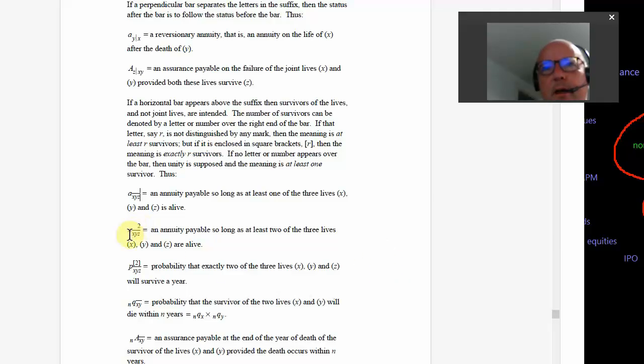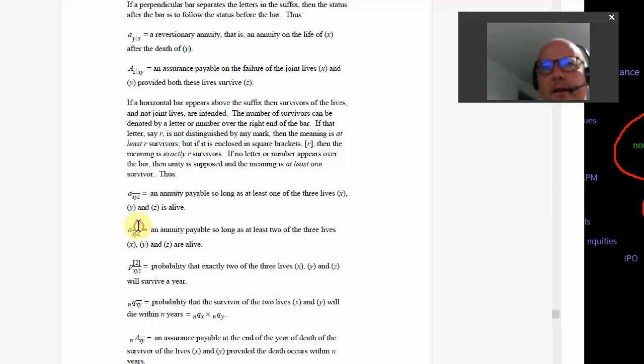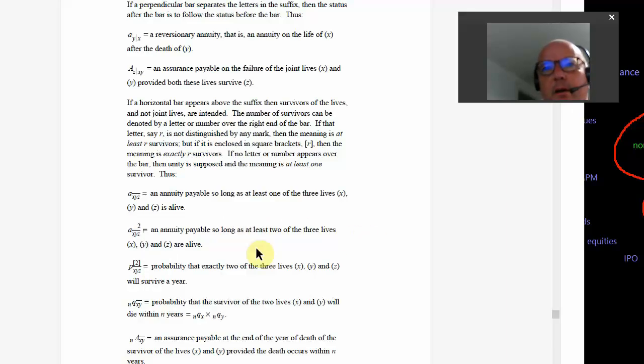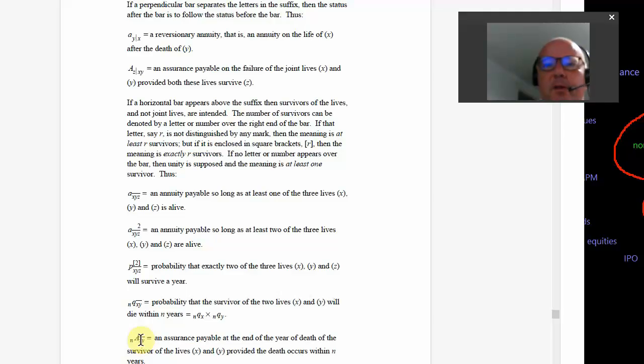Then a two there, and you never see in practice someone with three lives. So in that case, as it says there, an annuity payable so long as at least two of the three lives are alive. Then again, a probability on the same basis: we've got an X and a Y, two letters after, the life aged X and the life aged Y. If there's a line over it, you're dealing with the last death. If there's not a line over it, you're dealing with the first death, essentially, and every other part of the notation works the same.